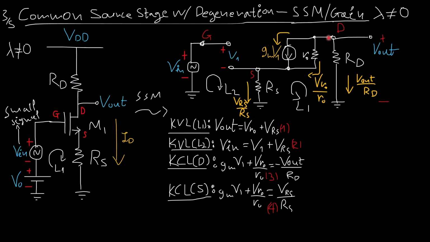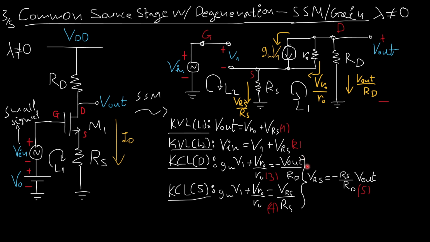If I do a KCL on this node, I would get that gmV1 plus VRO over RO must be equal to minus Vout over RD. Again, because all of these currents go out of the drain, or more correctly, out of the node indeed. All right, so let's not get confused here. Now, if I do the KCL again on the source, terminal S, I'll get that gmV1 plus VRO over RO must be equal to VRS over RS.